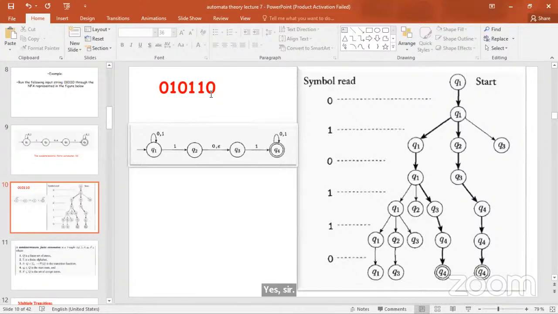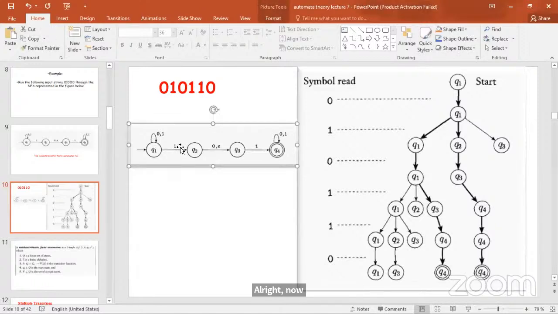All right. Now, can you still see this diagram? Is it clear enough? Yes, sir, it is. Oh, great. So this is 0, 1, 0, 1, 1, 0. We want to read this. We want to see how this works.